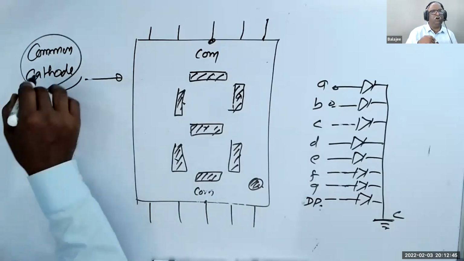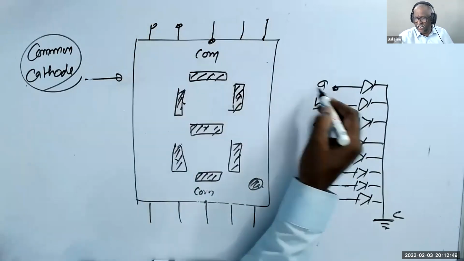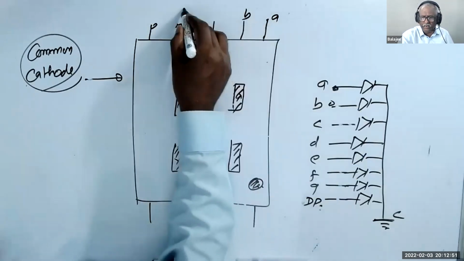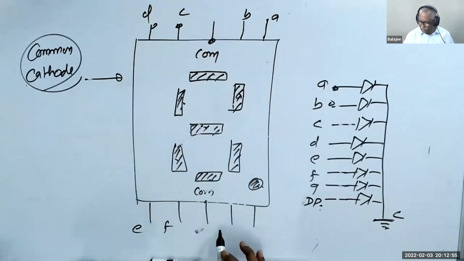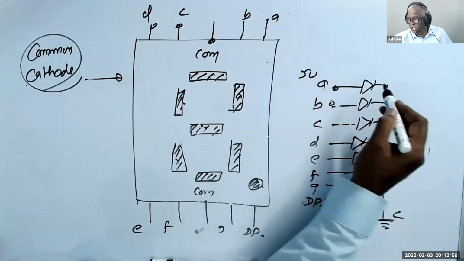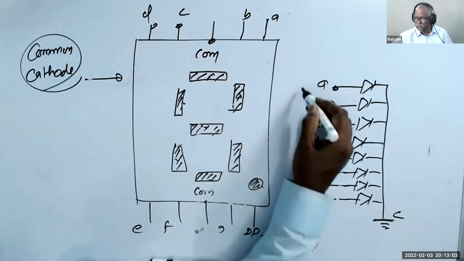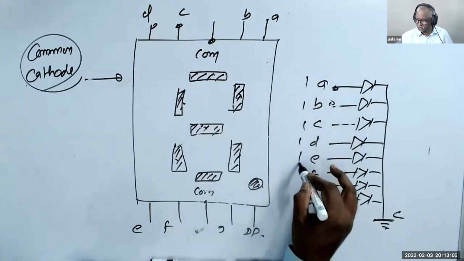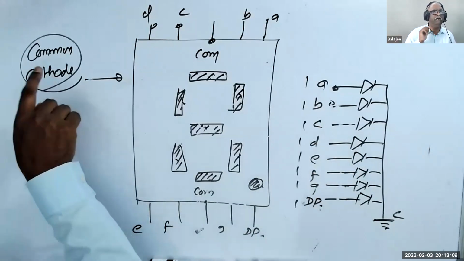Why they mention common cathode is because of its pins. This is A, B, C, D, for example. F, common, G, dot. If you give 5 volts, the LED will glow. That means if you put all ones, then the LED will glow. That is the meaning of common cathode.